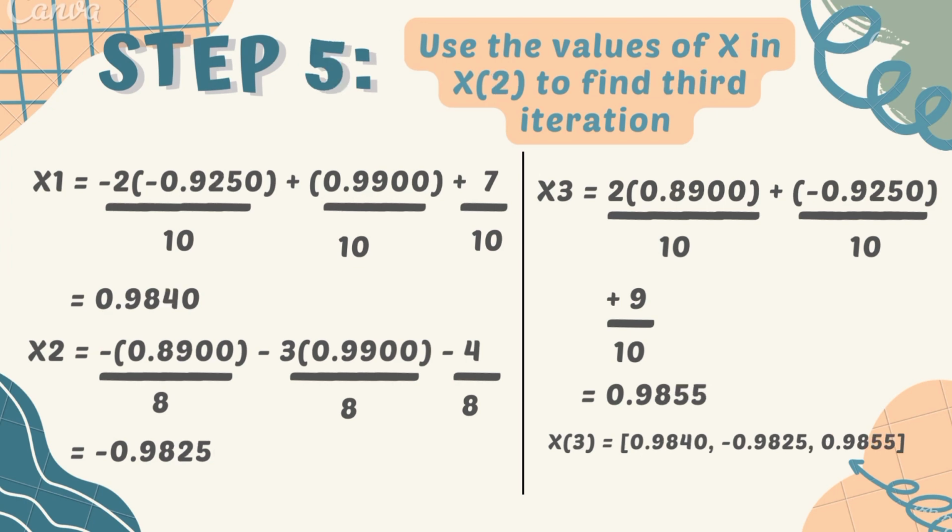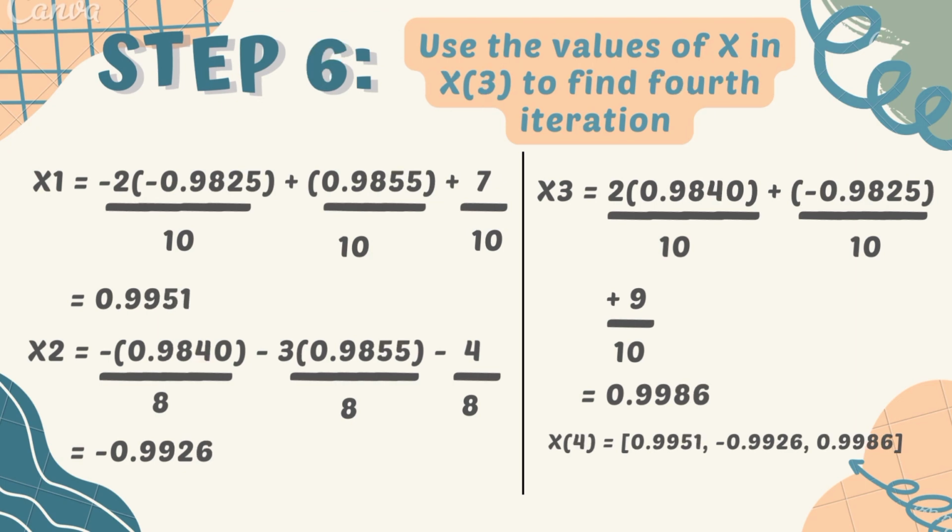Then we use the values of x in iteration 2 to find the third iteration. We use the same process like before to get the new x1, x2, and x3. Then we got the third iteration of x, which are x1 is 0.9840, x2 negative 0.9825, and x3 is 0.9855.